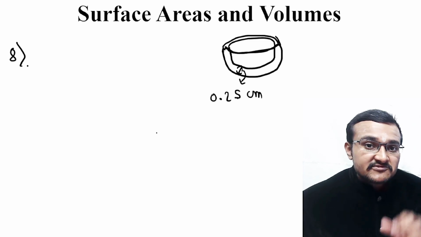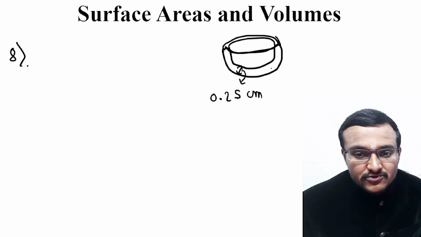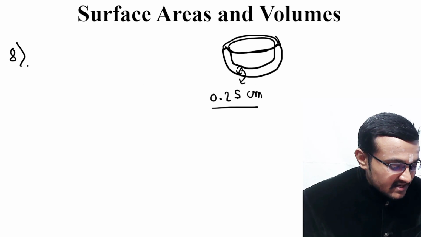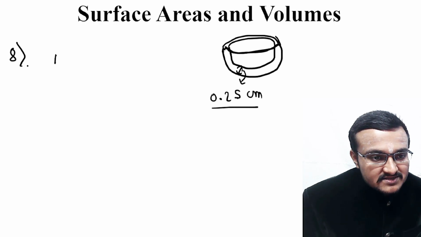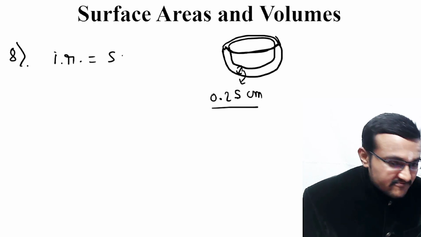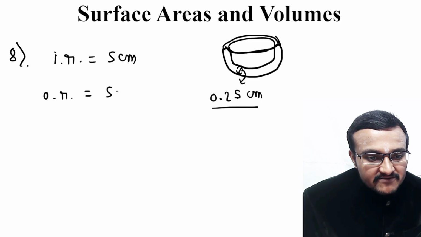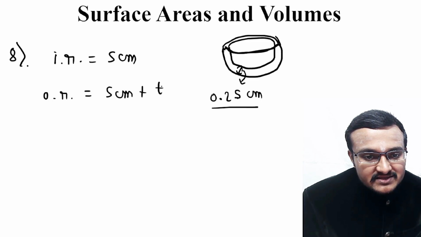So that means here you have to take the outer radius. How to take the outer radius? You can just add the thickness to the inner radius. So the inner radius of the bowl is 5 centimeter, and the outer radius of the same bowl will be 5 centimeter plus the thickness.